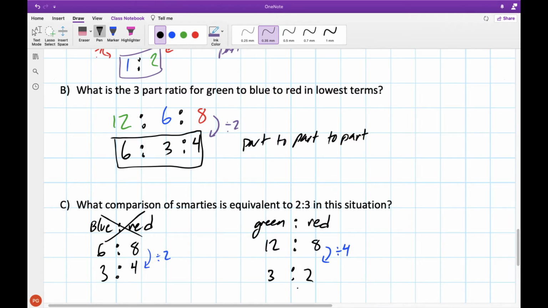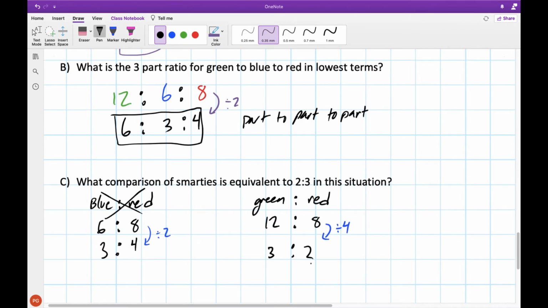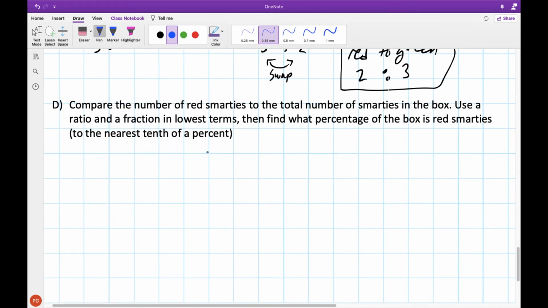We have 3 colon 2 instead of 2 colon 3, but that tells us that the correct answer is the one where these two swap. So the ratio that we're looking for is going to be the other way around. So our ratio for our answer would be red to green, which is these two swapped around. That would be 2 colon 3. And there's our answer.